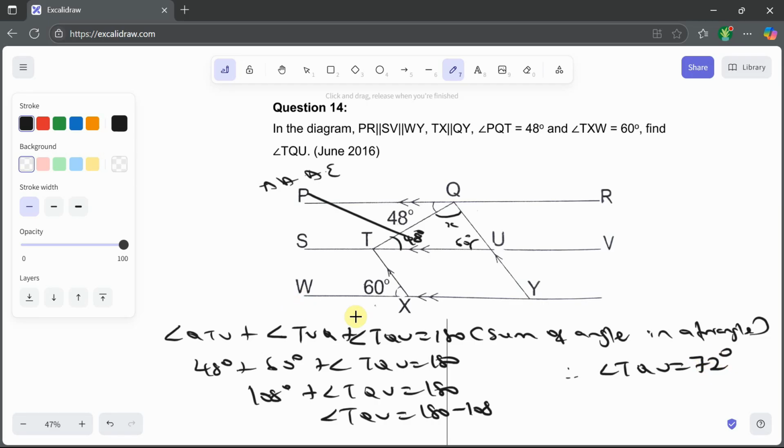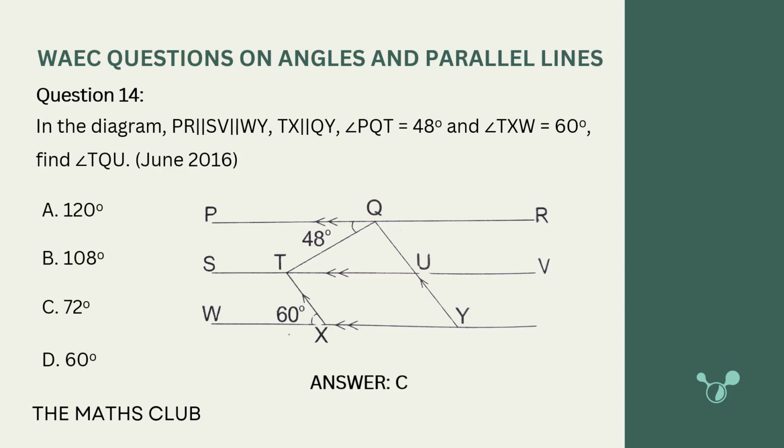Right? Once you're able to make deductions from all those things, look at parallel line, parallel line, parallel line. Whatever is happening to one set of parallel lines also happens to the other sets. Just make those deductions and you find the answer. Let's see if we're correct. That will be option C. Great.